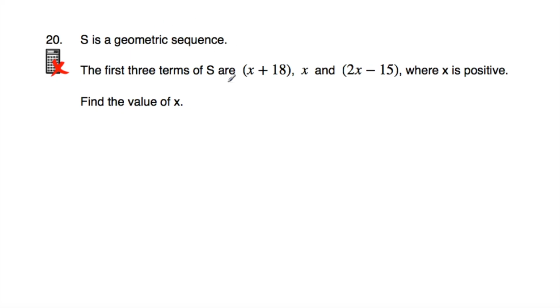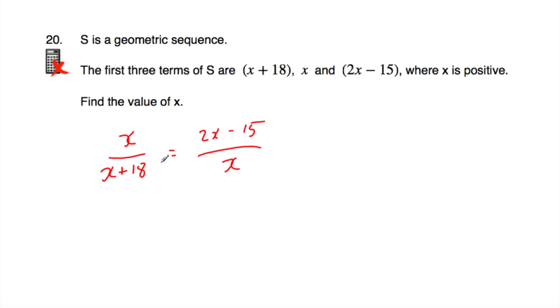So it's a geometric sequence. We've got these algebraic terms and we've been asked to find x. So this is the first term, x plus 18. This is the second term and this is the third term. So remember, with a geometric sequence, if you divide the consecutive terms, you'll get the common ratio, what you're multiplying by each time. So the second term divided by the first term would be equal to the third term divided by the second term. So we've got an equation.